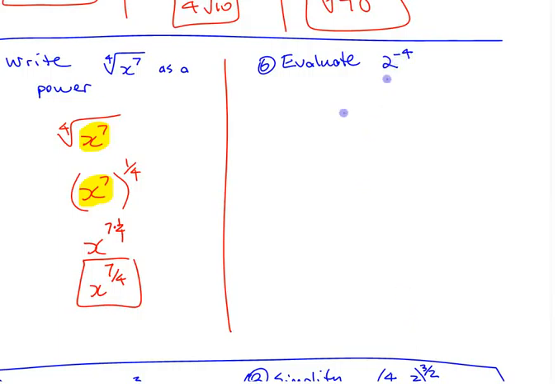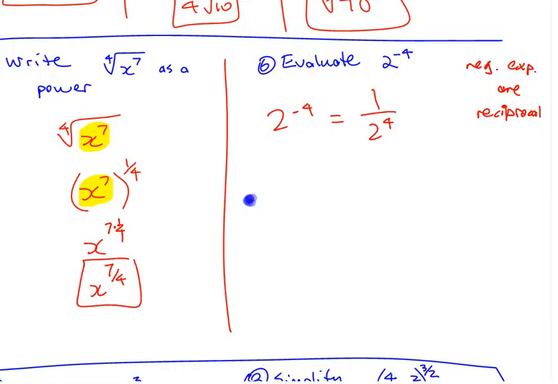2 to the negative 4th. Negative exponents are reciprocals. Okay? Reciprocals, meaning you just flip it over. 2 to the negative 4th is the same as 1 over 2 to the positive 4.